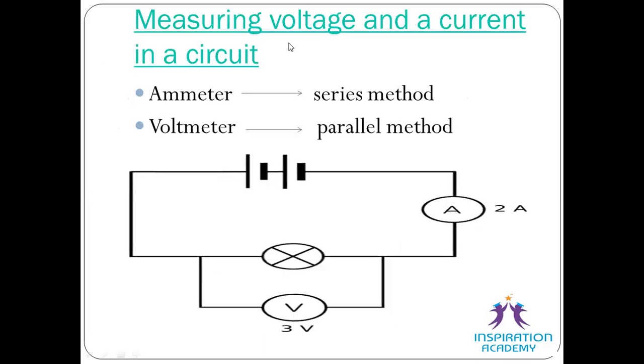Now let's talk about measuring voltage and current in a circuit. In a circuit, an ammeter should be connected in the series method and the voltmeter should be connected in the parallel method. So what is the series method and the parallel method? Here you can see the way that an ammeter is connected and the voltmeter is connected. This method is known as the series method and this method is known as the parallel method.